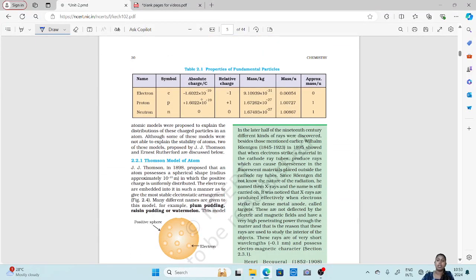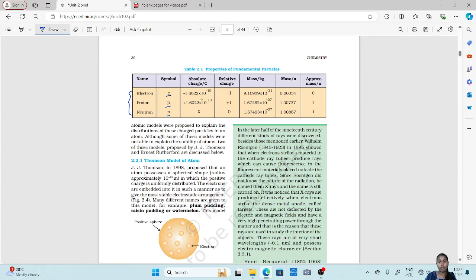So here we have seen the important properties of all three of them, that is electrons, protons and neutrons. Electrons' symbol is small e, protons small p, neutrons small n. So this is the charge on protons and electrons. Whatever is the charge of an electron, the positive of the same value is the proton's. Relative charge +1, -1. Neutrons will have a zero value as they are neutral.